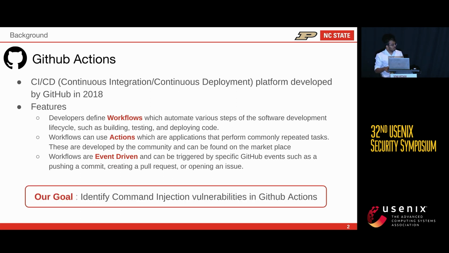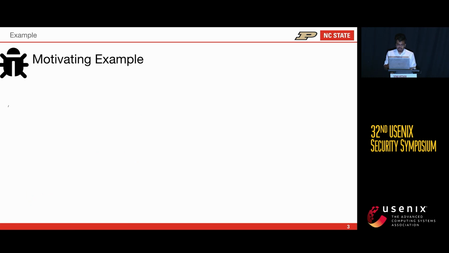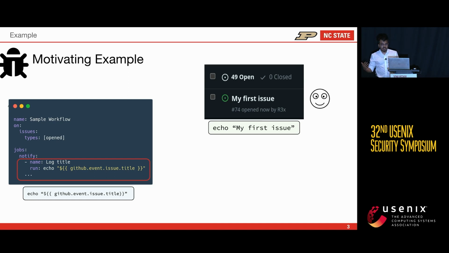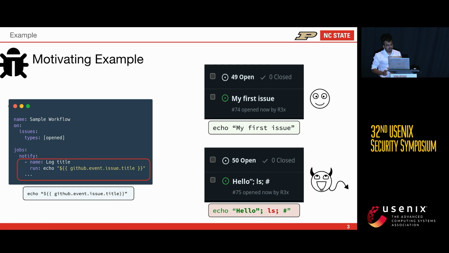Our goal in this paper is to try to identify command injection vulnerabilities that are present in GitHub Actions. Now let's take a look at a sample vulnerable workflow. If you look at the bash command that's being executed, it's basically trying to echo the issue title. Now, when a user creates an issue on the repository, it's going to end up printing the title. However, this can be used by an attacker in a malicious way when he creates an issue with a malicious title, such as the one here, which basically ends up executing commands on the runner.